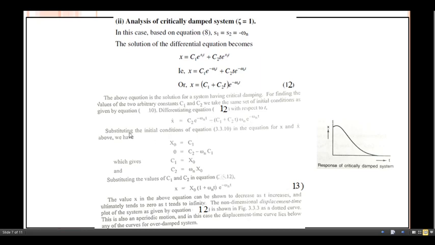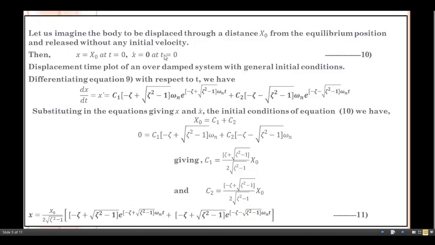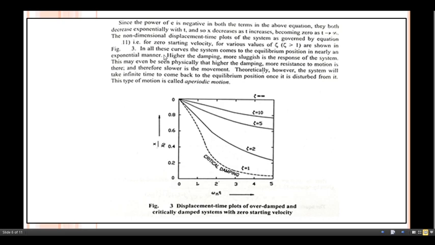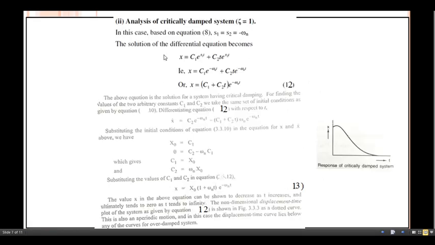Now substituting the initial conditions, we know these initial conditions. You just put them in the x equation as well as the x dot equation. In the x equation, replace x by x naught and substitute time t as 0. e raised to 0 means 1, and this term becomes 0. Straightforwardly we get x naught equals c1.